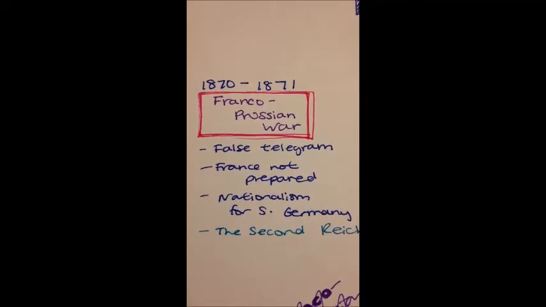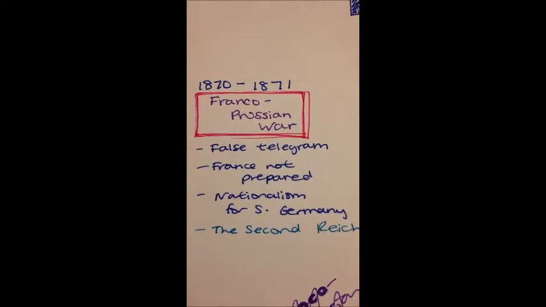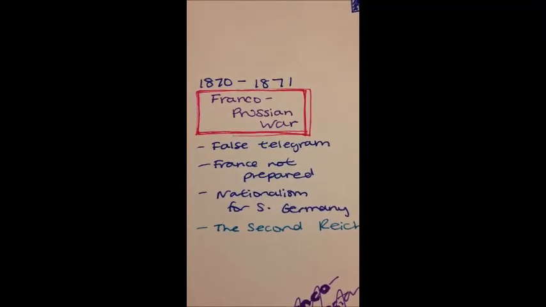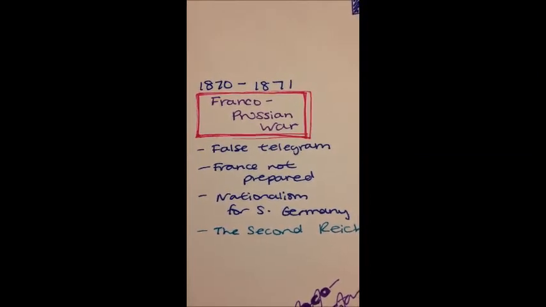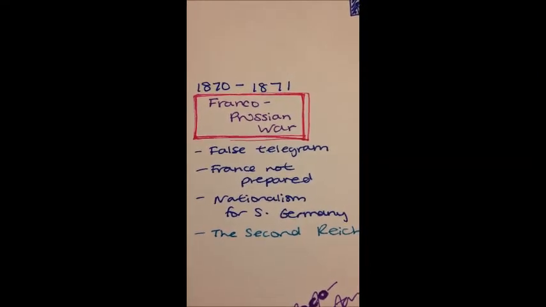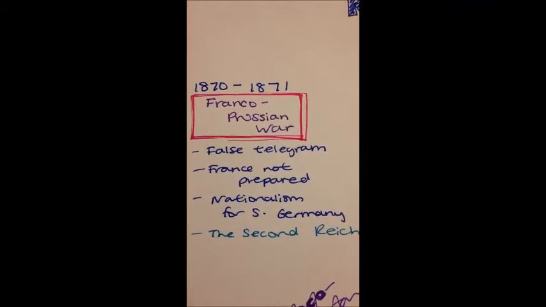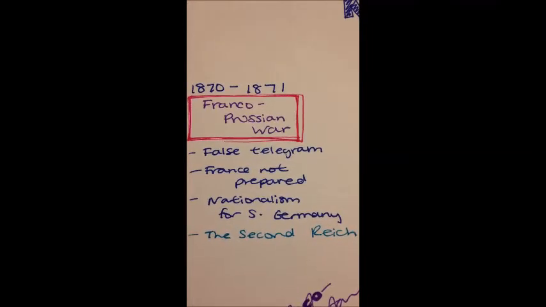So the war started basically when Otto von Bismarck created this false telegram, making it seem like France had insulted the Prussian king. As a result, France dove headfirst into war, but wasn't prepared. In fact, Prussia had been secretly preparing for war for 3 years beforehand. As a result, nationalism spread throughout southern Germany, and France lost the war. Germany became unified into a new kingdom called the Second Reich.